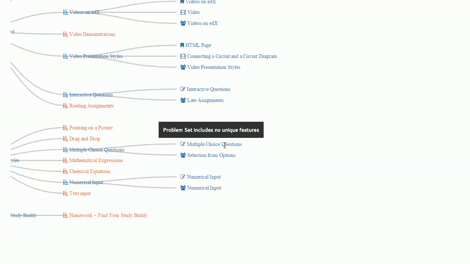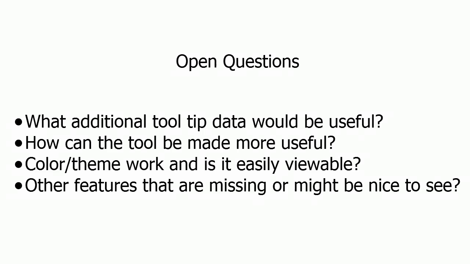Finally, some open questions that I have are, what additional tooltip data do you think would be useful to see? How can the tool be made useful? Maybe what features are missing that you might like to see that you think would be easy or would be helpful and add value to both students and educators? And finally, what about the color and theme? Is it easily viewable? Does it make sense? Would a darker theme help?